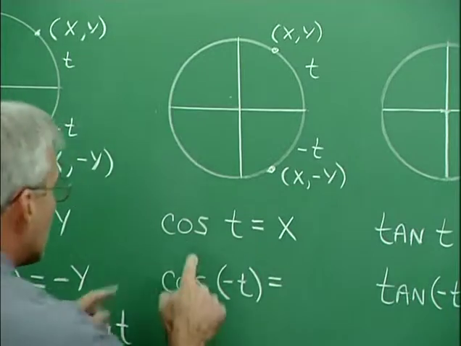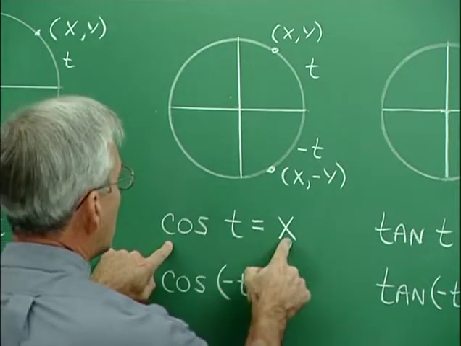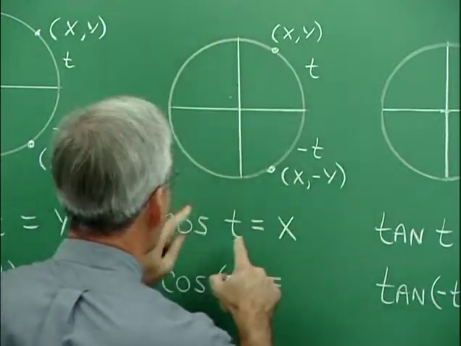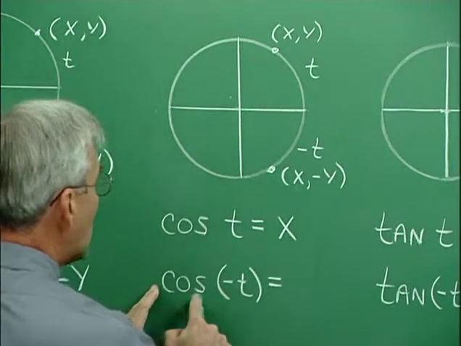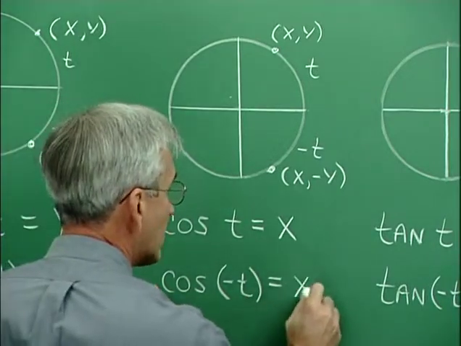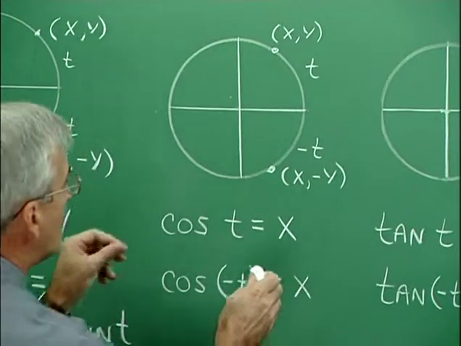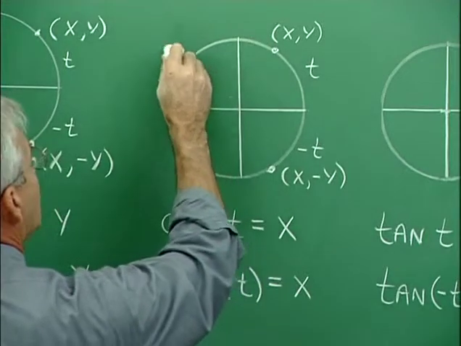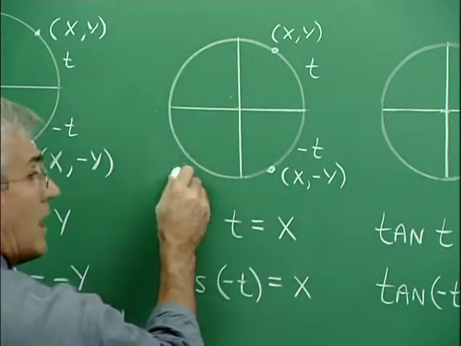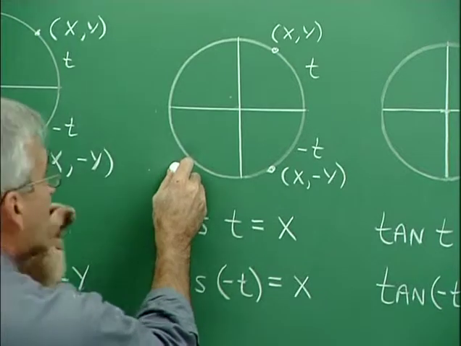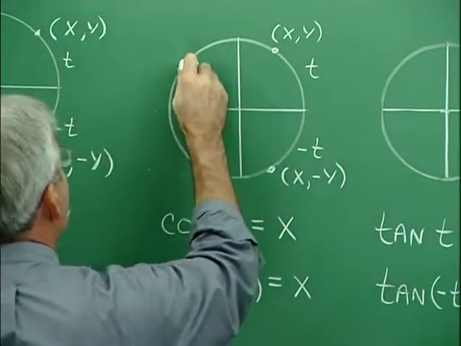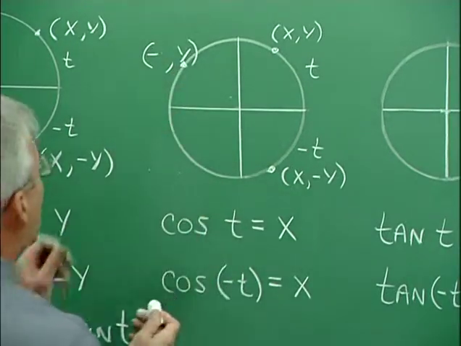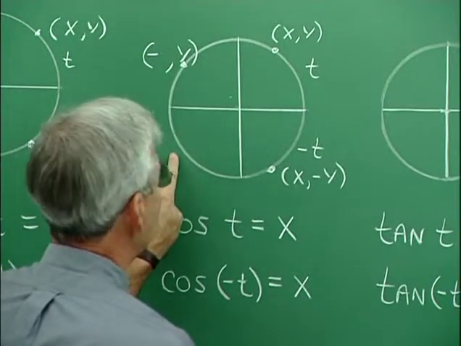Now, we're talking about the cosine of the real number being equal to the x component, and the x component is the same for both of these. So if the cosine of t is equal to x, then the cosine of negative t is also x. That's true even if we're talking about a t that has an xy pair up here and an x, negative y pair down here. The x over here would be a negative value, and the y we don't care about, but it's a negative x over here as well.